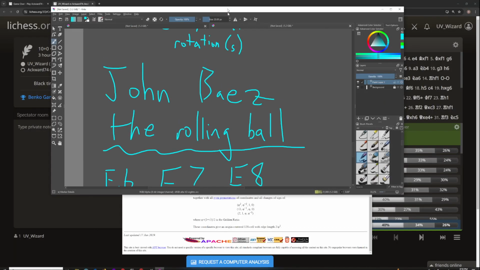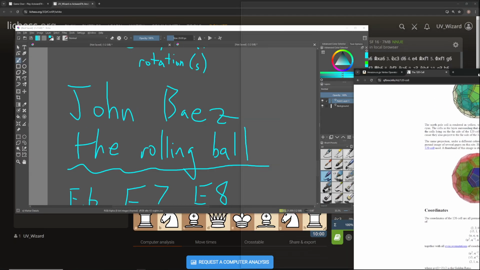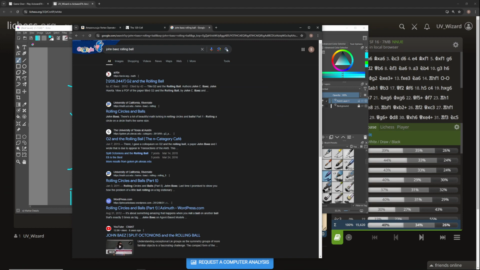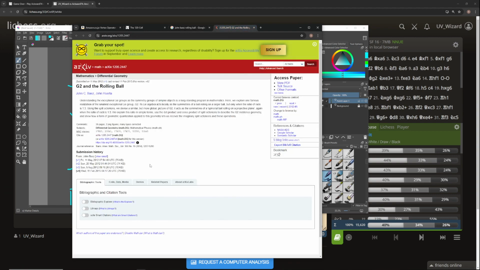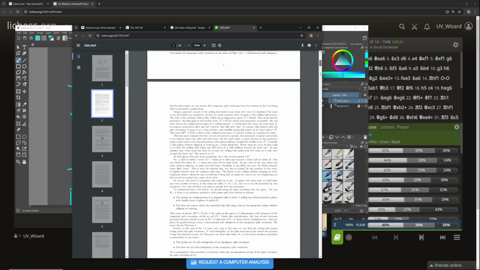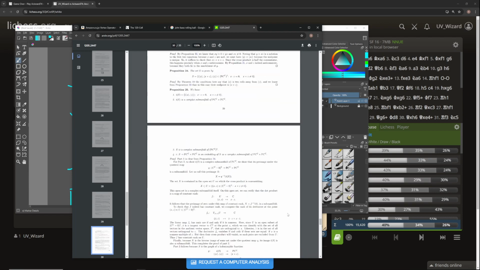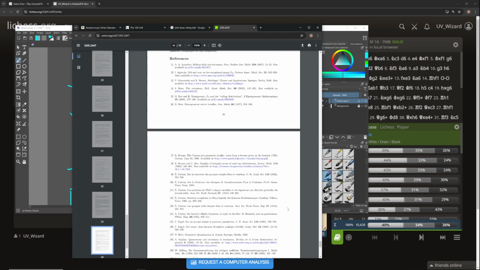See if I can bring up the paper here for us. Why not? John Baez, rolling ball. I'm pretty sure it's going to come up. So there are videos as well. Great stuff. G2 and the rolling ball. So G2 is the automorphism group of the octonions. Basically telling you more or less how octonions transform into other octonions.